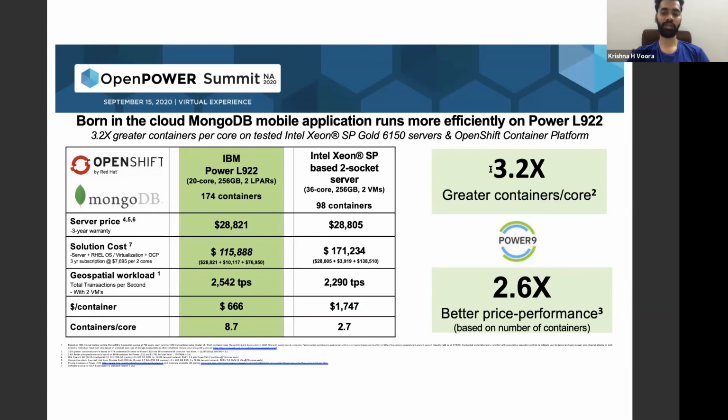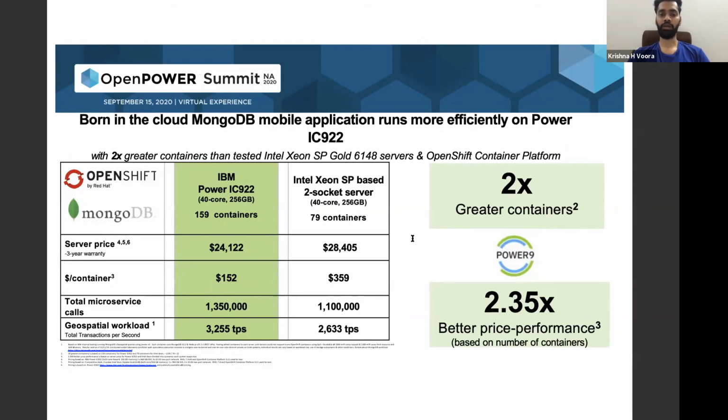If we do the math, we could showcase 3.2x greater container density per core, with nearly 2.5x better price performance ratio. On a container level, how costly were they? Assuming all of the math that's written over here, it's $666 per container on Power, and nearly $1,750 on Intel.